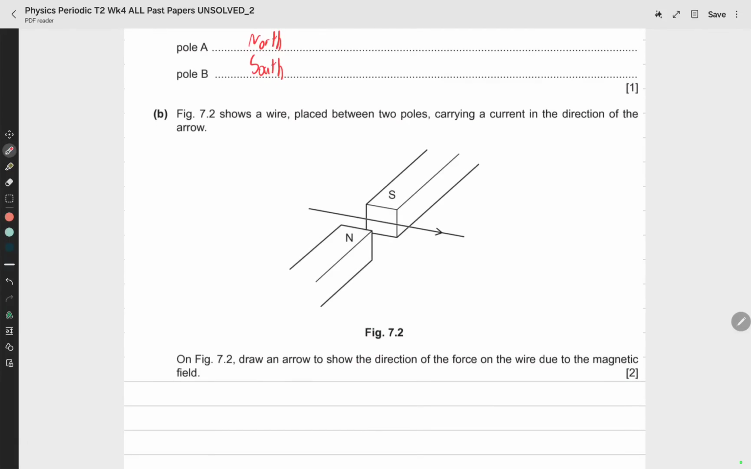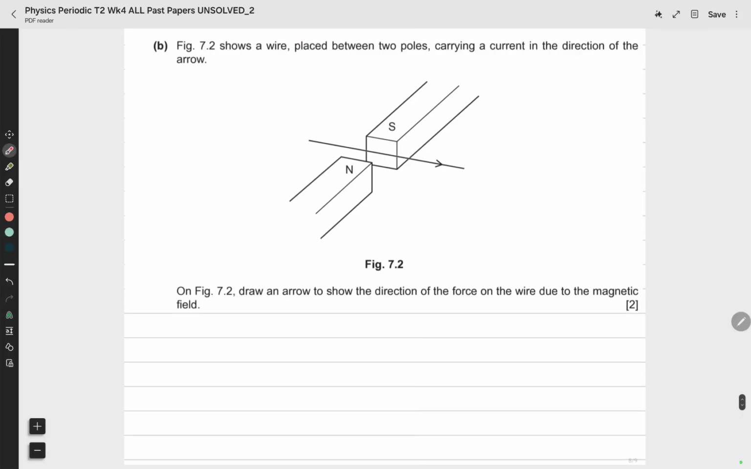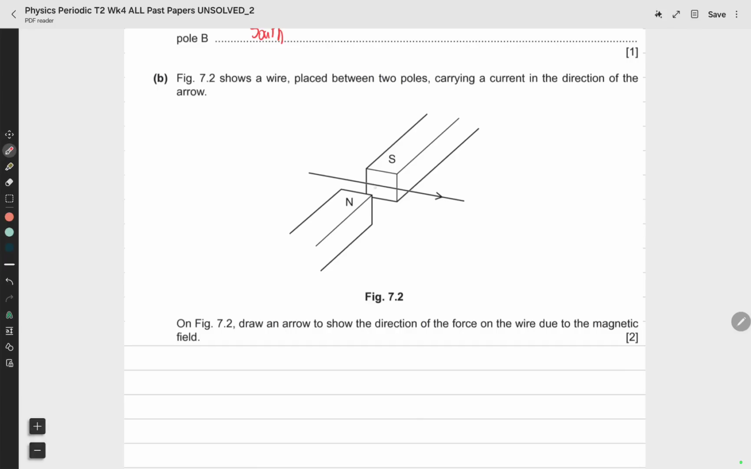This is the current going to the right. On figure 7.2, draw an arrow to show the direction of the force on the wire due to the magnetic field. So obviously, you have the current going like this, I. You have the magnetic field going like this, B. So where's the force going to be? We're going to try with our finger. So your thumb is I.